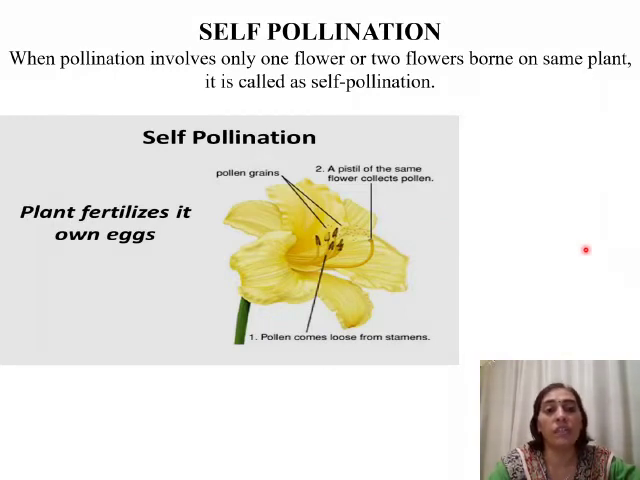So we can even say that the plant fertilizes its own eggs. Why are we saying this? Because the pollen grains from the anther are getting deposited on the stigma either of the same flower or another flower on the same plant. So the plant is fertilizing its own eggs. So this is what we call as self-pollination.